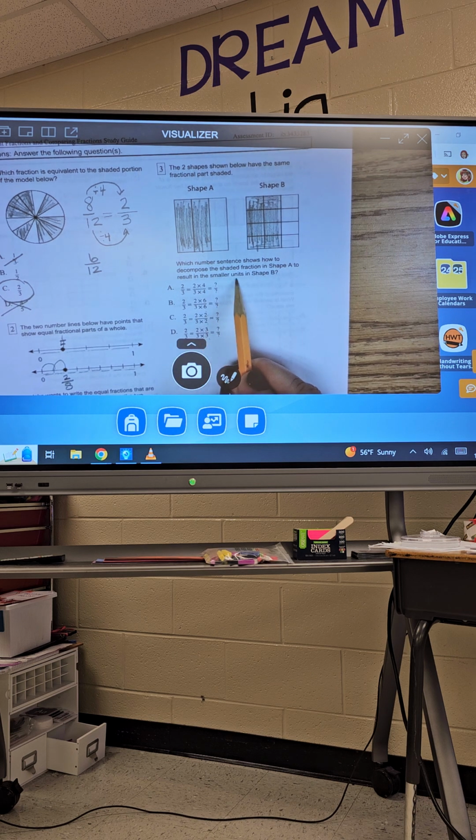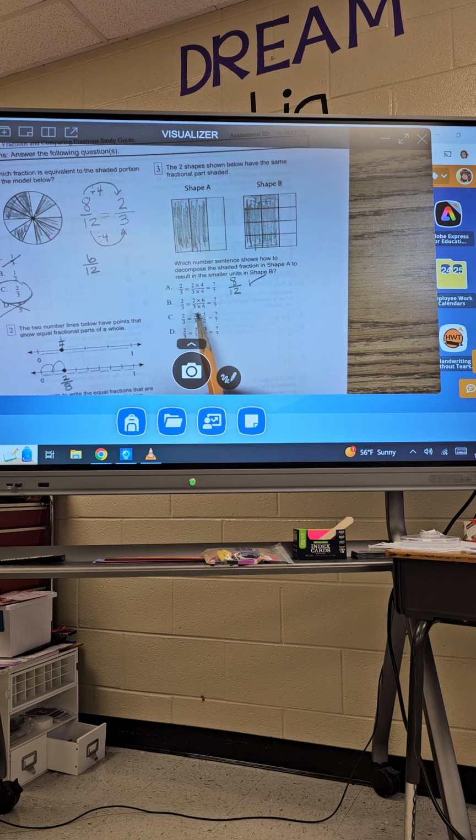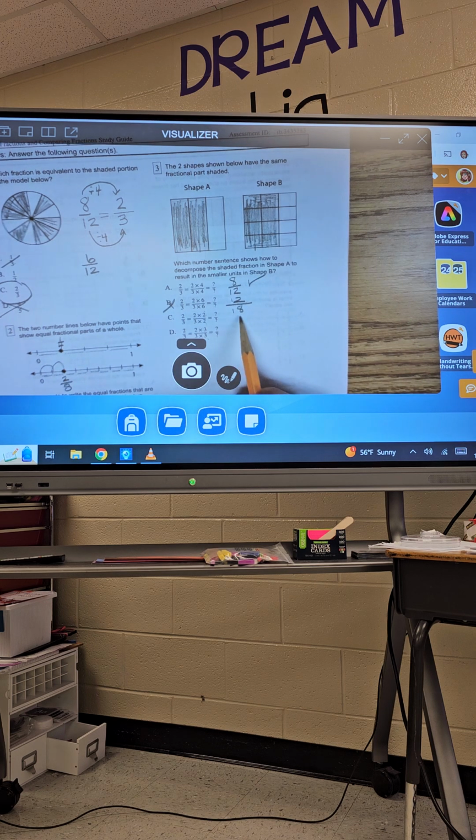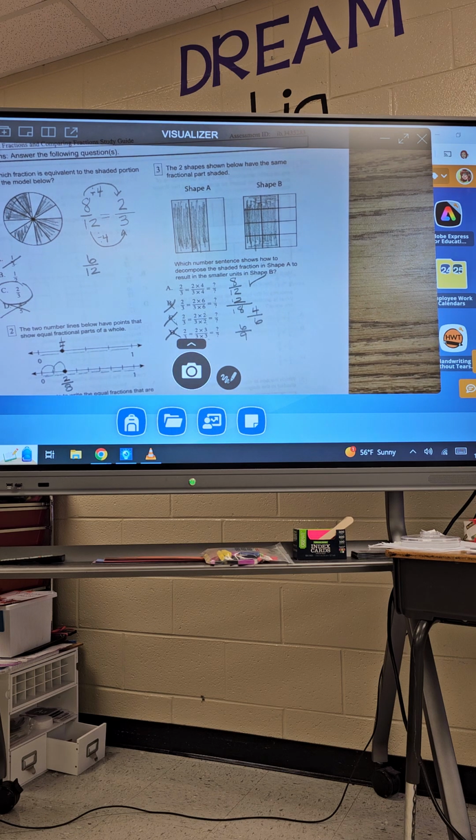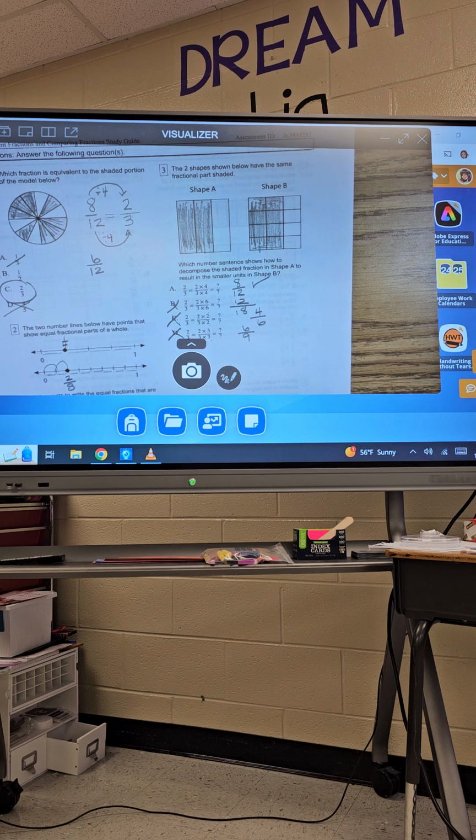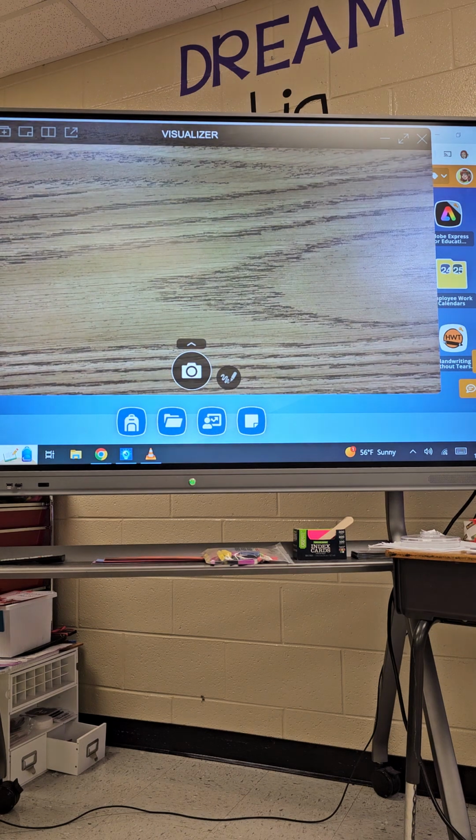2 times 4 is 8. 3 times 4 is 12. 8 will do it. 2 times 6 is 12. 3 times 6 is 18. B will not. 2 times 2 is 4. 3 times 2 is 6. C does not. I make sure with all 4: 2 times 3 is 6, and 3 times 3 is 9. The only one that will give me the fraction that I need in shape B is A. Okay, let's go on to number 4, turn the page.